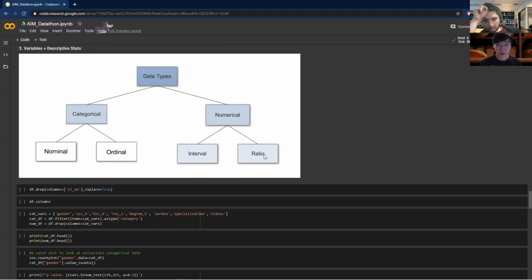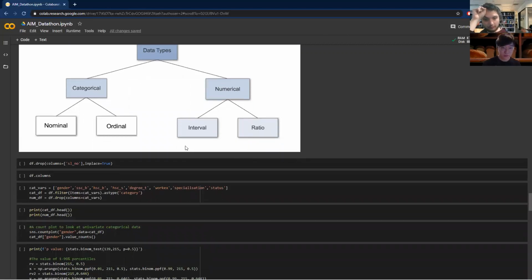So for example, when you measure temperature in Celsius, that's an interval because the 0 isn't actually the true 0 of the temperature. But if you're measuring temperature in Kelvin, 0 is the absolute 0 of the temperature. So that's a ratio. That's just the level of measurement. It's not too important for basic analysis, but that's just what it is.